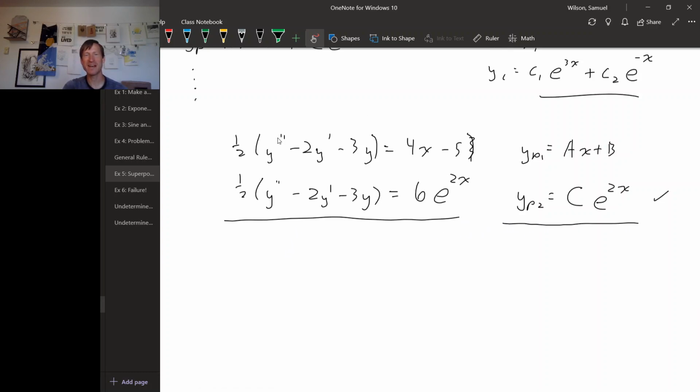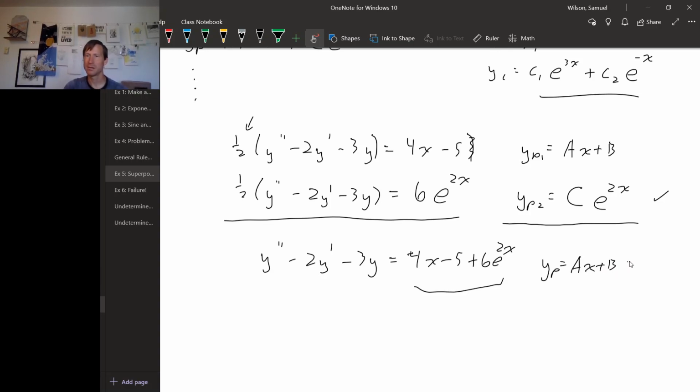And of course, the way I've set this up, I've put these 1/2s here, so that if you add these two equations, the left-hand side is y double prime minus 2y prime minus 3y, which is exactly the left-hand side we started with. And the right-hand side is 4x minus 5 plus 6e to the 2x, which is exactly the inhomogeneous term we started with. And your guess for a particular solution would be the guess for these two. So ax plus b plus c times e to the 2x.